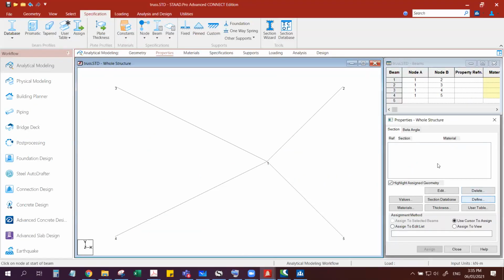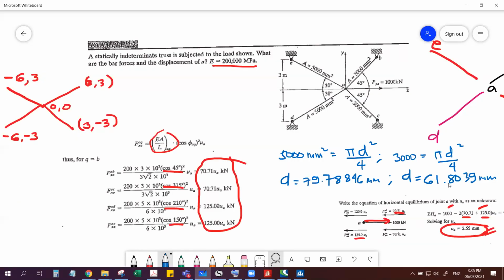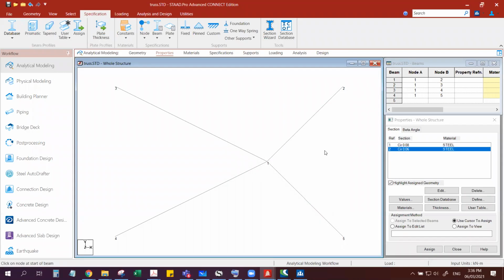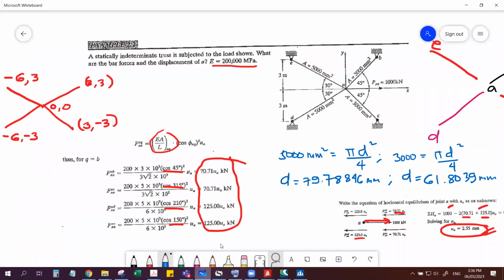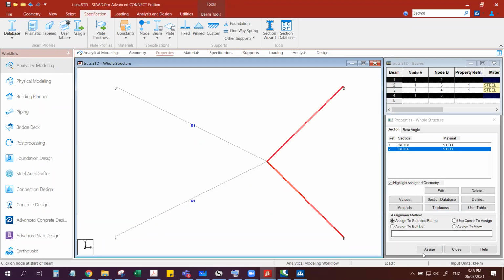So define circle, steel, then 0.0798. Okay, then add. Next is for the other material, 61.8, so 0.0618. Then add, close. Then assign. My rule here is select the command first, then select the object or the geometry, and then assign. Remember, where is our 5,000? On both the left members. So pick the command, then pick the two objects, then assign. Then pick the command, pick the two objects on the right, and then assign.